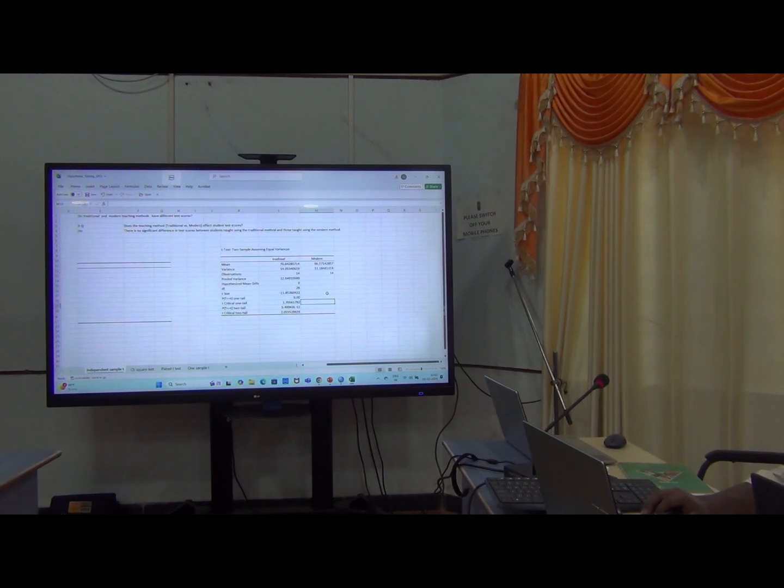Selected. Now select labels, alpha 0.05. Output range means where it is, one click. Your output will come there. That's the meaning. It's coming, sir. Yeah. Anybody having difficulty? Sir, what does label mean? Whether this test score should also come in this one. So for example, this is modern, this is traditional.